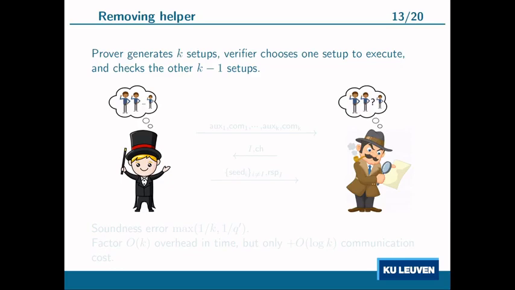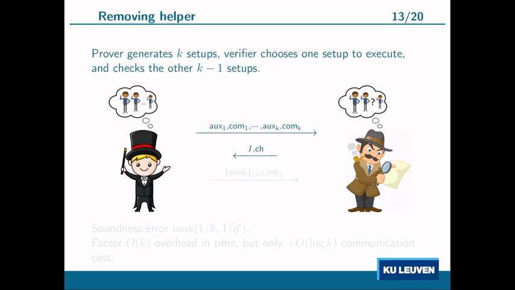The prover starts the protocol by running the job of the helper k times to produce k sets of auxiliary information, which he sends to the verifier. He also runs the first phase of the sigma protocol for each of these setups to come up with k commitments, which he sends to the verifier. The verifier will pick one of the setups for which he wants to continue the protocol, and he will pick a challenge for this execution.